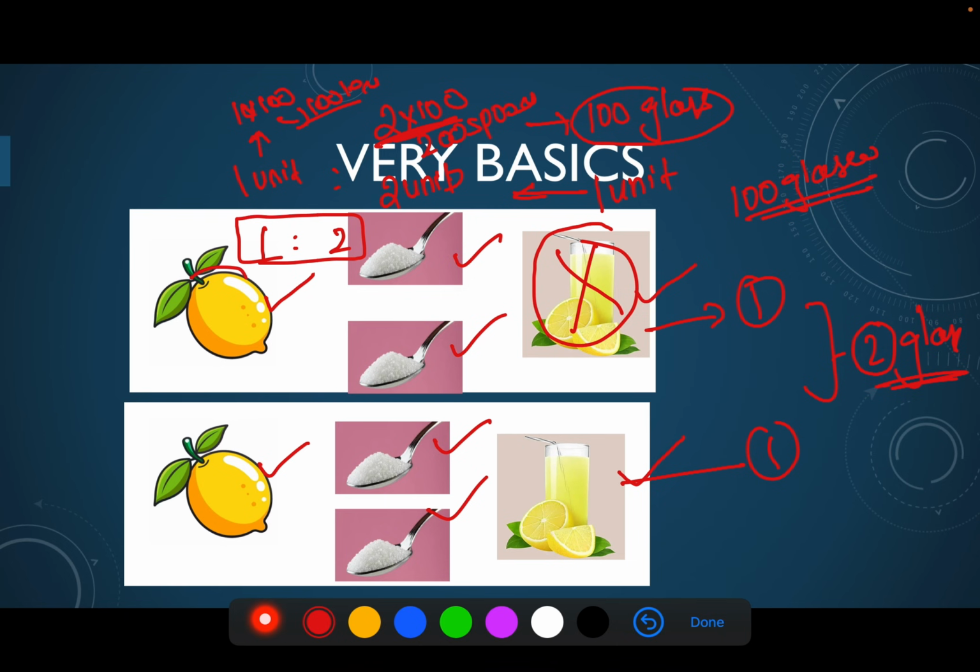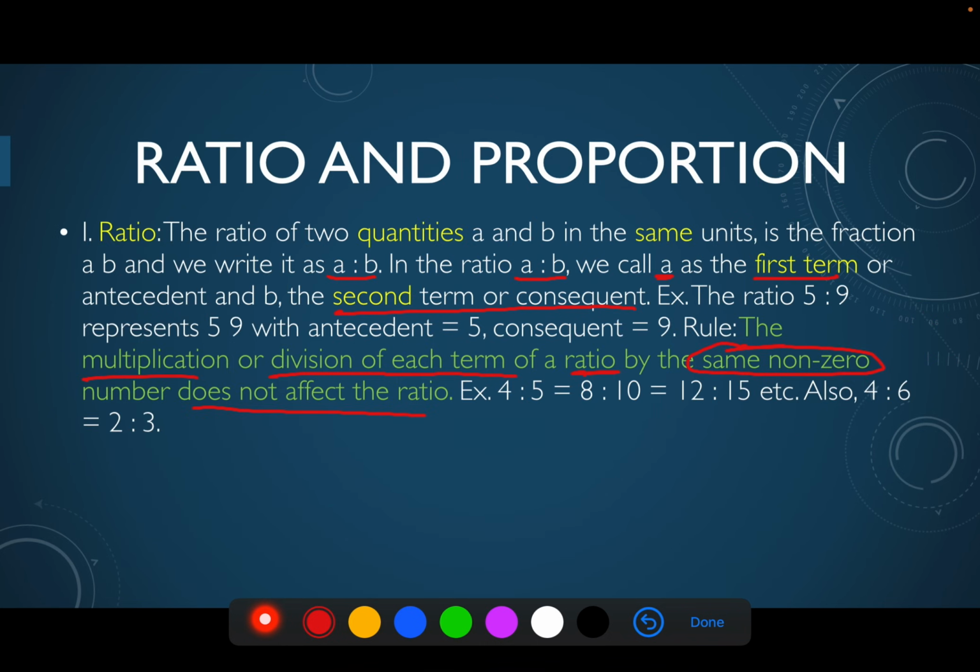So this 1 lemon and these 2 spoons are in 1:2 ratio. We are considering them as numbers. Here 4 is a number, 5 is a number. They are in a ratio. I multiply 4 with 2, I multiply 5 with 2. What will you get? You will get 8 and 10. And these are also in ratio.